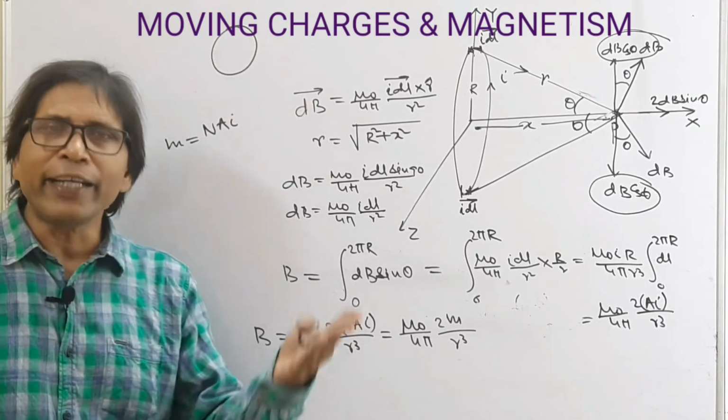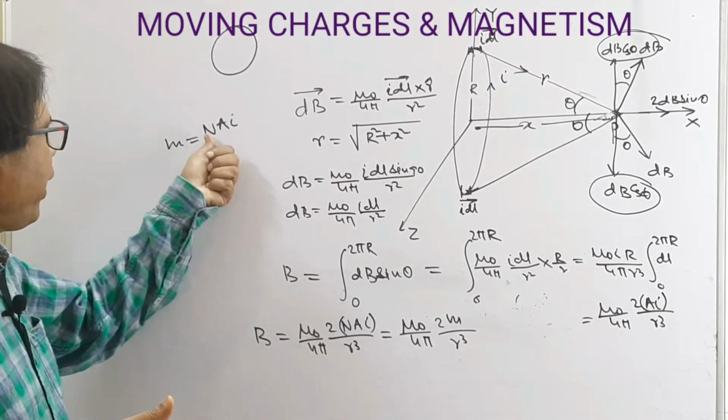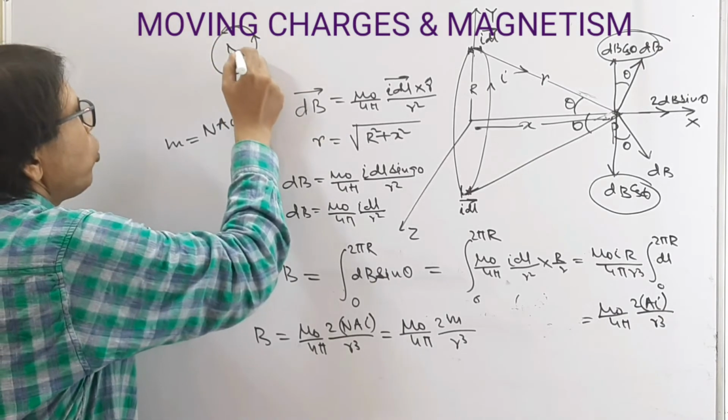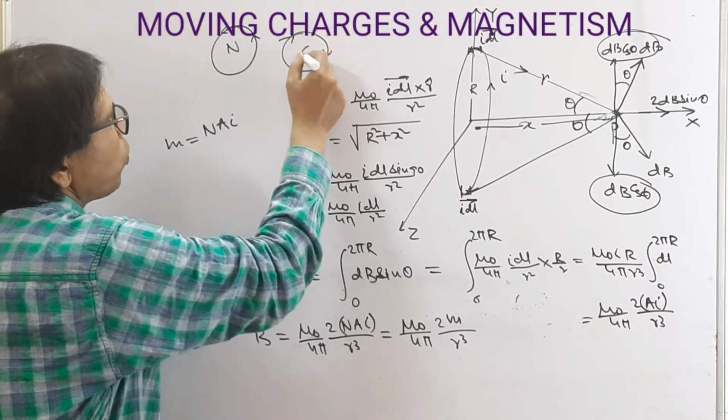So a current carrying coil behaves as a magnet having magnetic moment NAI. The anticlockwise current produces north pole and clockwise current produces south pole.